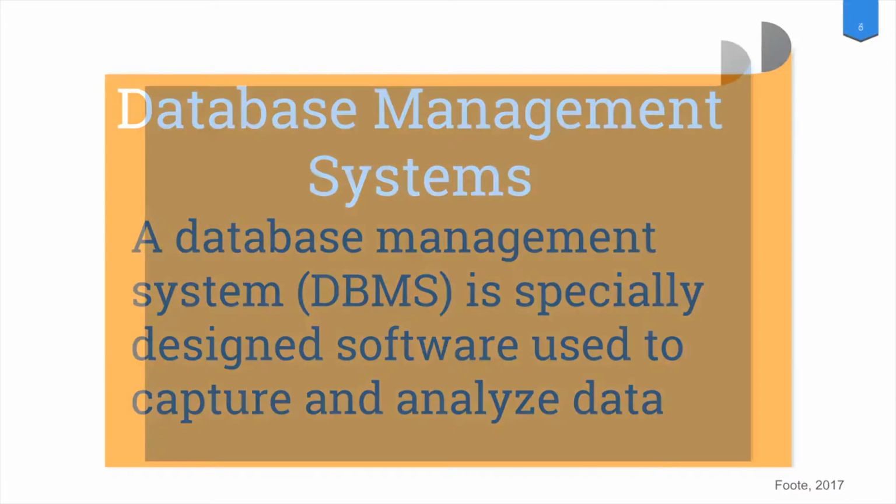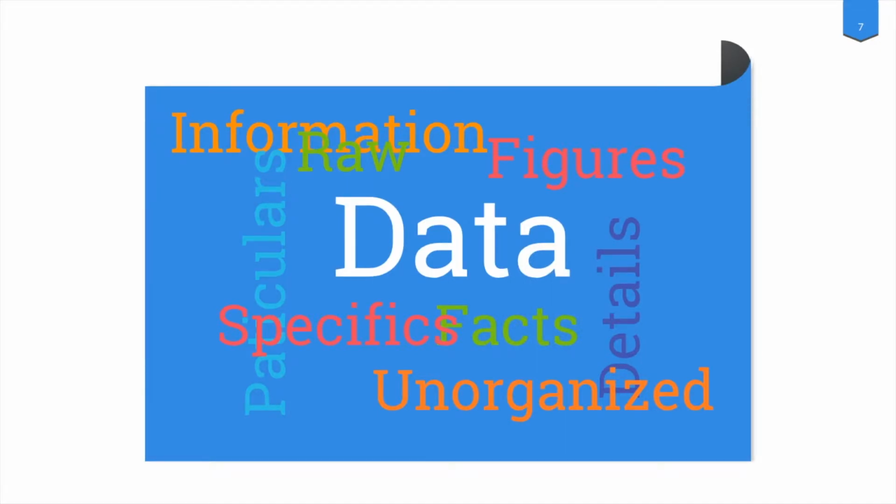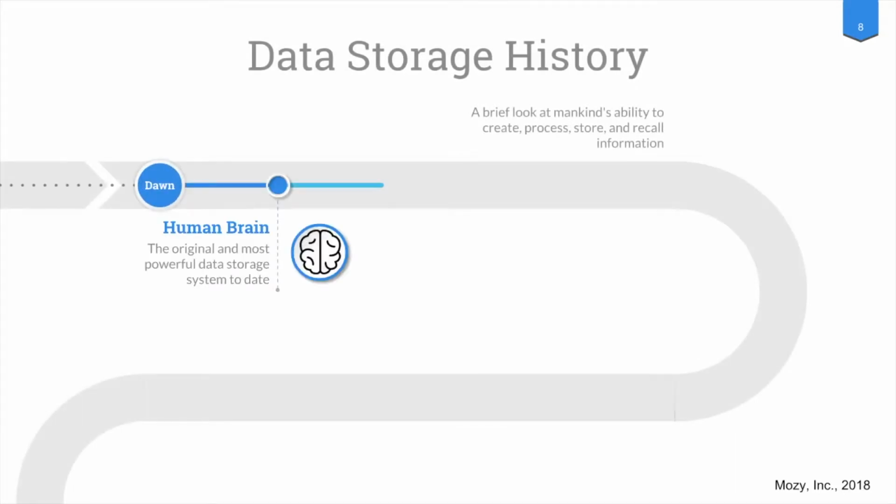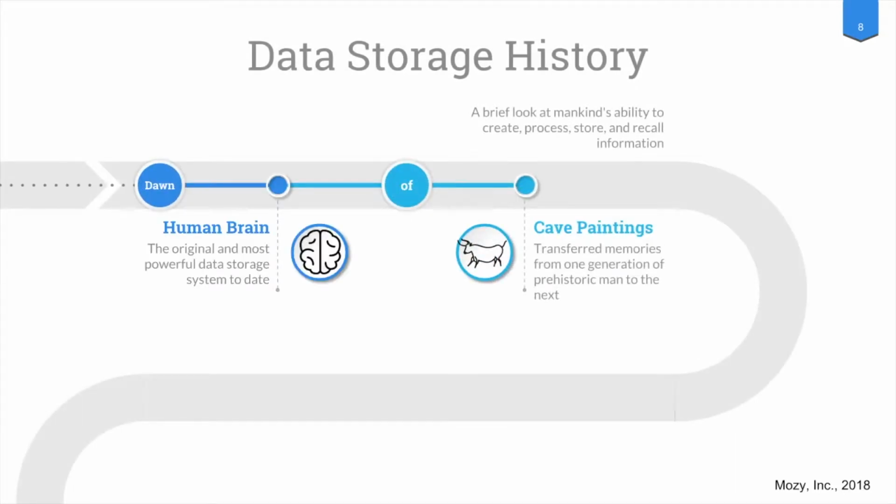Humans first survived as a species largely in part due to our ability to access information or data, our ability to recall and pass on what we know, and we're going to briefly discuss how it all got started, how we stored, recalled, and passed on data throughout human history. Let's start by acknowledging that the human brain is the original and to date the most powerful storage system available. But we needed a means to transfer our knowledge, and we did that through cave paintings originally.